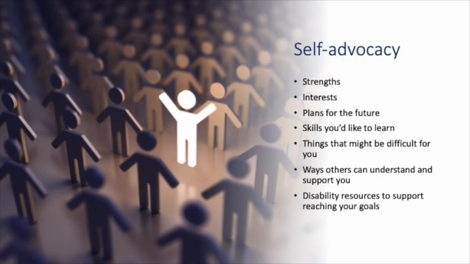As you become more independent, you'll continue to advocate for yourself in new environments and with new people. An effective way to advocate for yourself is learning to use a document called a personal snapshot. This is a document that helps tell people about who you are. It can list your strengths, interests, plans for the future, skills you'd like to learn, things that might be difficult for you, and ways others can understand and support you. You can keep a copy of your personal snapshot in your record-keeping folder and update it as needed.